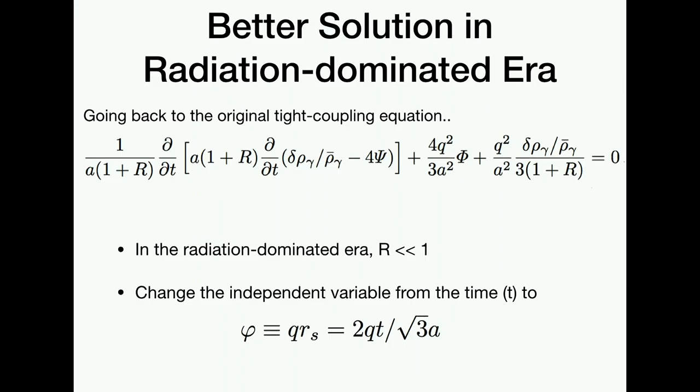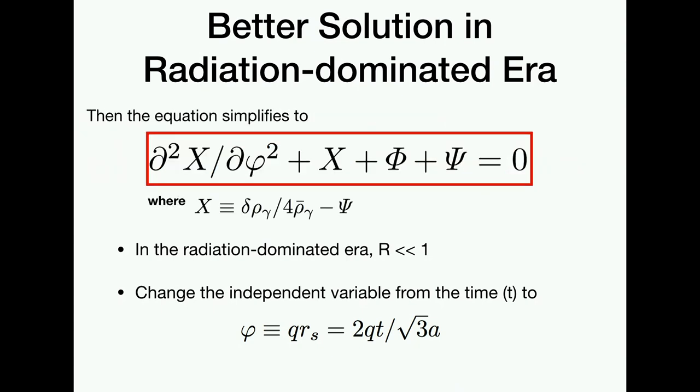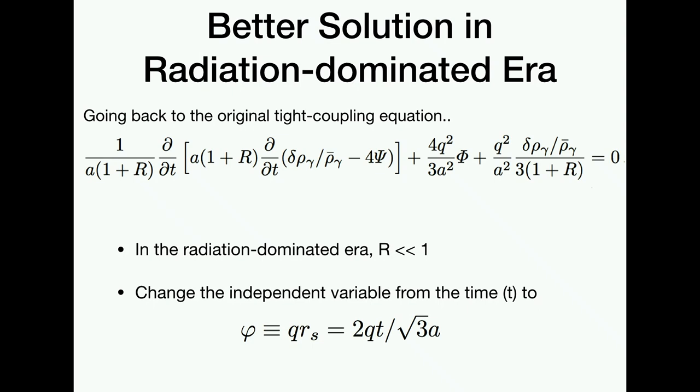So let's take a better solution, and let's go to the radiation dominated era. This is the original equation without any approximation except tight coupling. In a radiation era, R is much less than 1, so we can ignore R here, okay? We can ignore R, but we don't ignore anything else. Let's also change the independent variable from time to the phase given by k r_s, because we know there will be a sound wave solution whose argument is k times r_s, so let's use that as an independent variable instead of t. It's just a matter of convenience. Then this equation simplifies greatly to that.